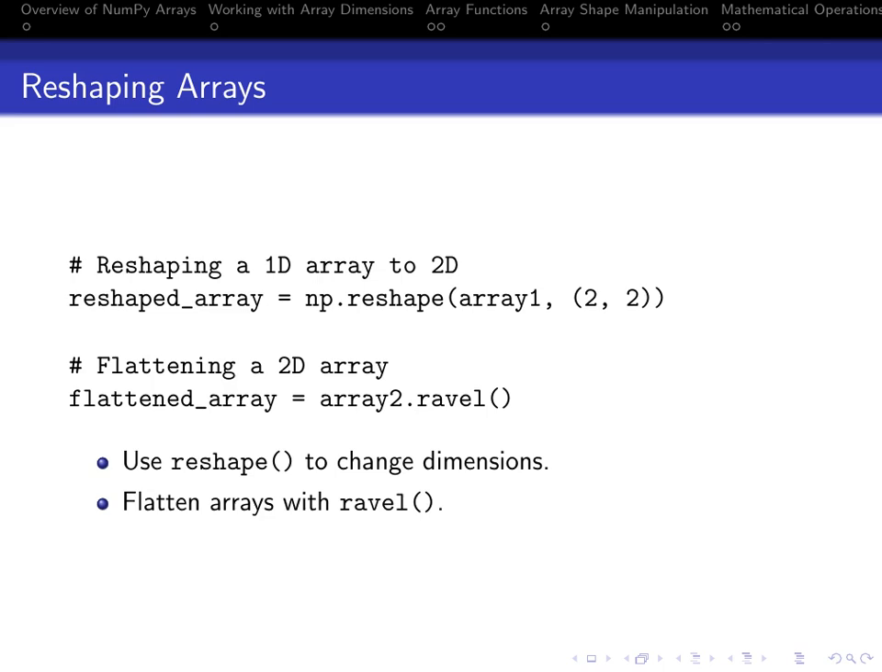Shaping arrays is another critical skill. By reshaping a one-dimensional array into two dimensions or flattening a multi-dimensional array into one, you can prepare your data for various analytical needs. These transformations are handled seamlessly with methods like reshape and ravel.